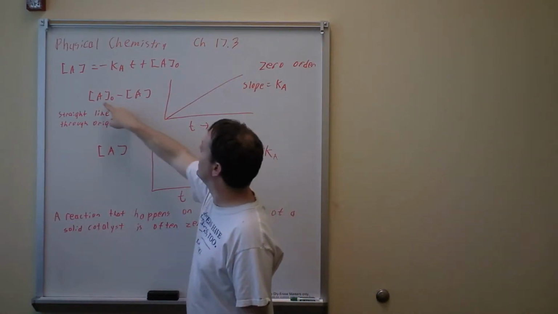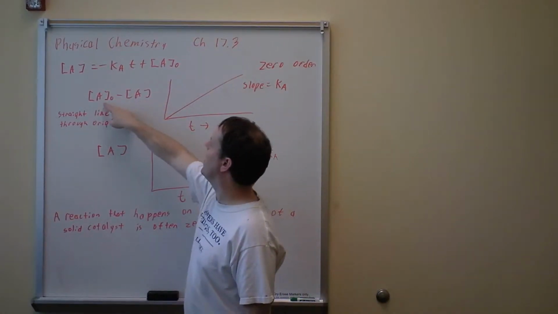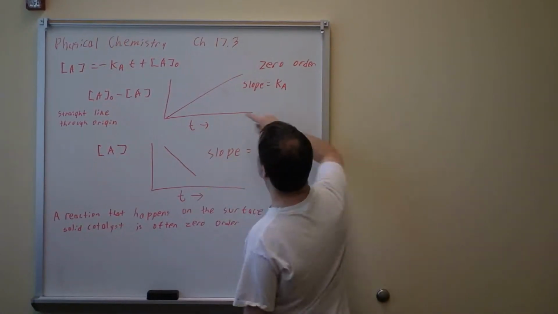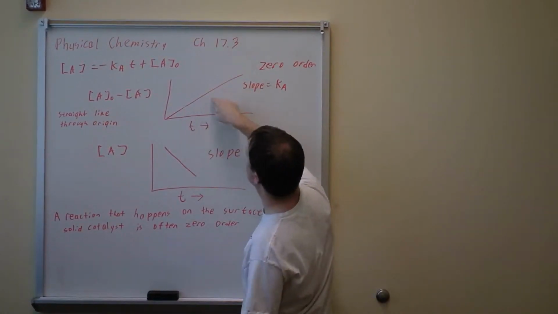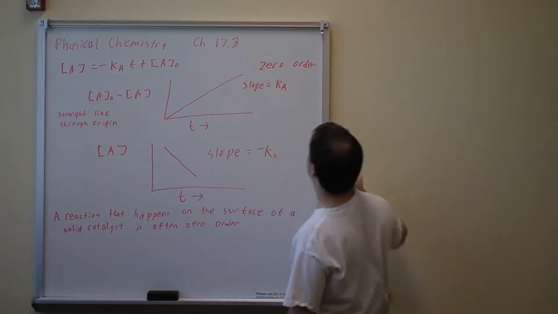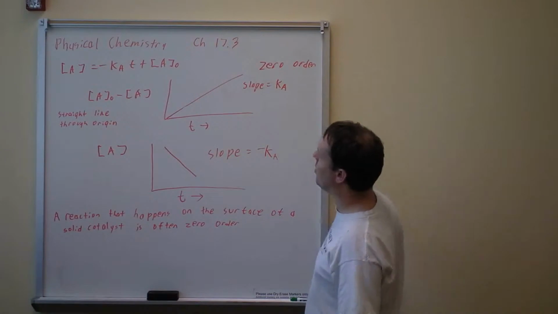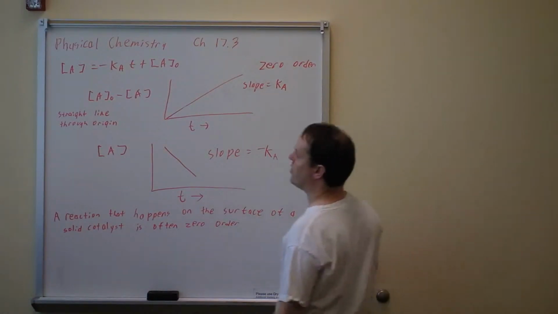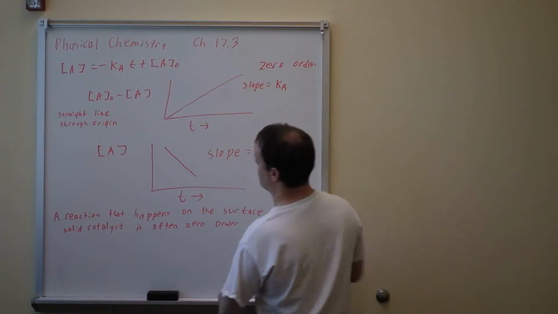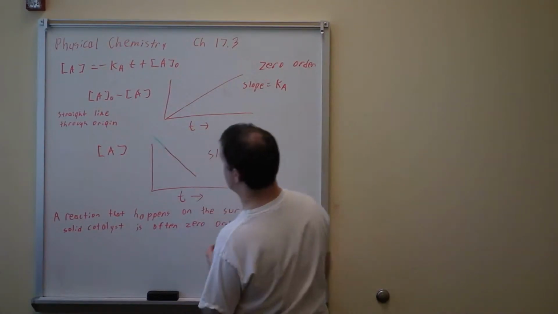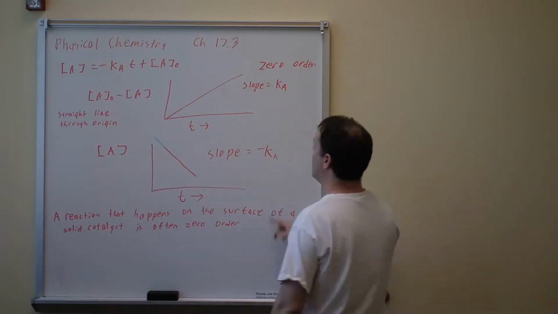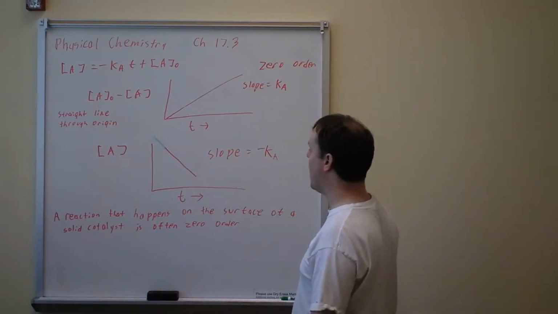So if you were to graph A naught minus the concentration of A, the initial concentration of A minus the concentration of A, against time, you're going to get a straight line. It's going to come from the origin, and the slope is going to be K_A. And this is only true for zero order reactions still. Now if you were to just graph the concentration of A, remember that'll start up here at your A naught, and then continue down over time. And the slope is going to be equal to minus K_A.